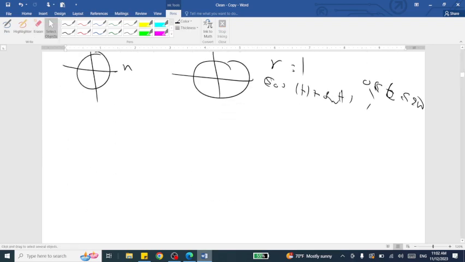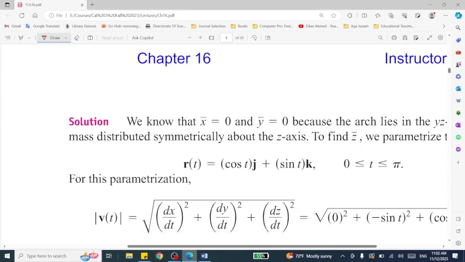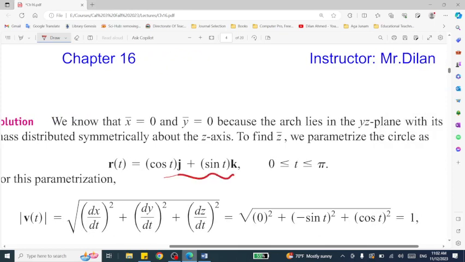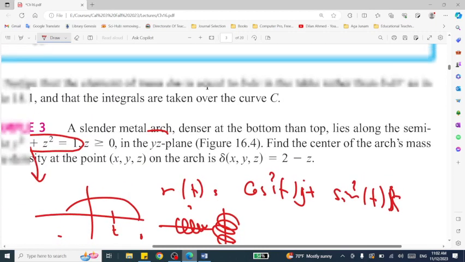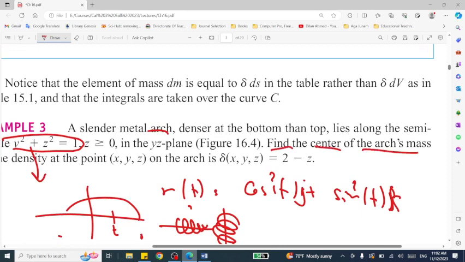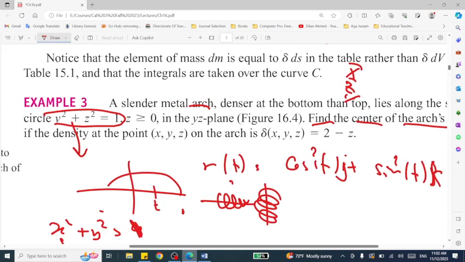So now we are going to talk about how to change that one, how to get it. Find the center of the arc mass. Center of mass here, x bar, y bar, z bar, depends on the situation that we have.